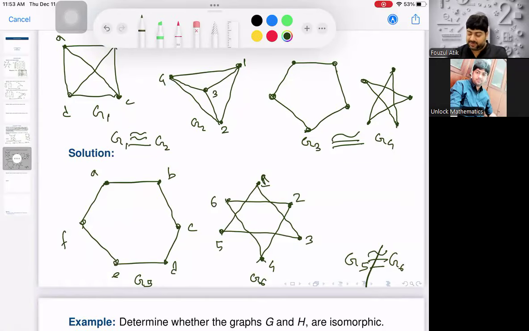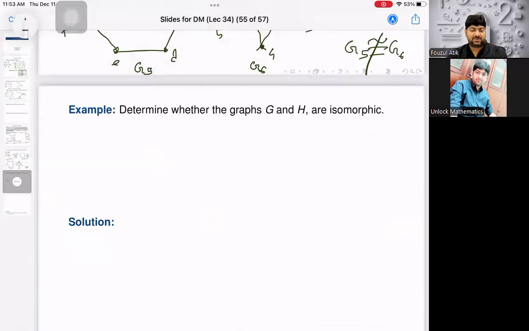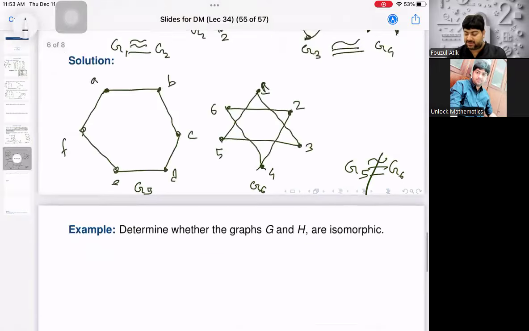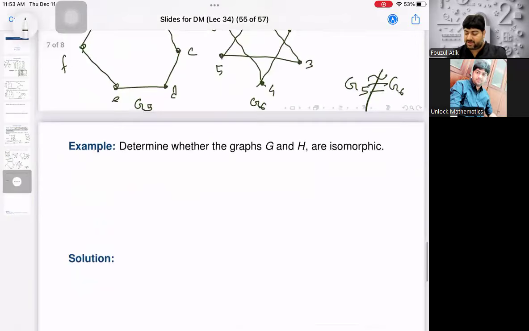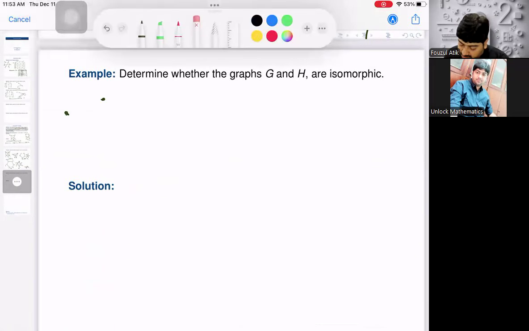To prove graphs are not isomorphic, you just have to give one property that is not satisfied. You can immediately declare the graphs are not isomorphic. Okay, I'm giving one more set of examples. Maybe this one I will do in this way. Okay, just a second. You will have to look into it and tell me whether these are isomorphic or not.